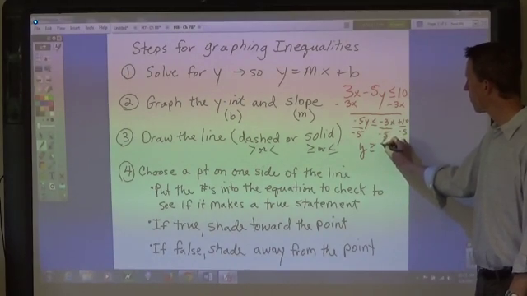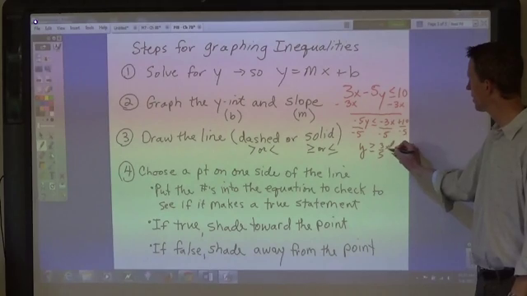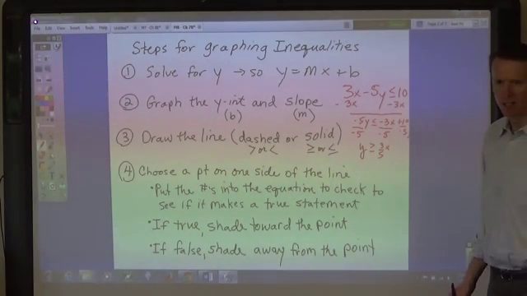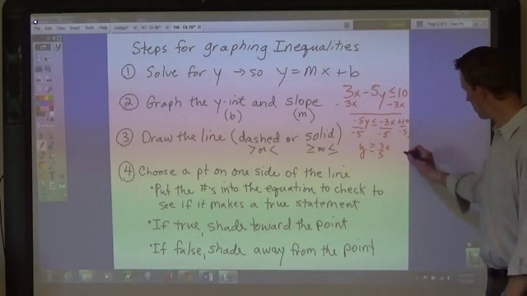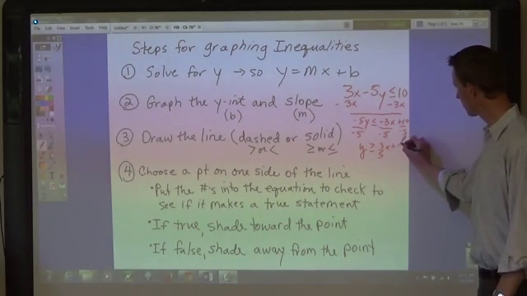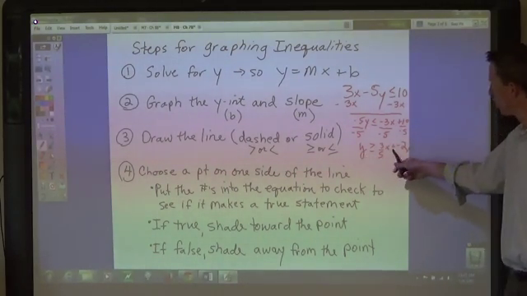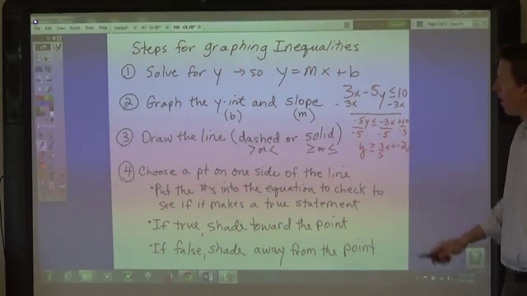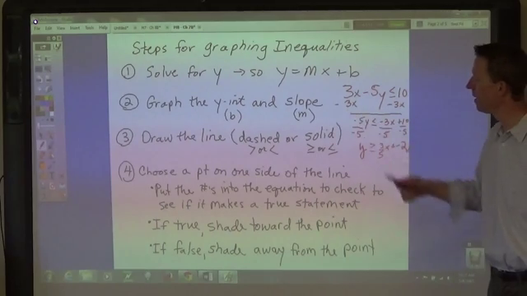Negative 3 over negative 5 is positive, so we make that positive 3/5 x. And 10 over negative 5 is plus negative 2. So now we have y equals mx plus b form. Now, graph the slope and the y-intercept.